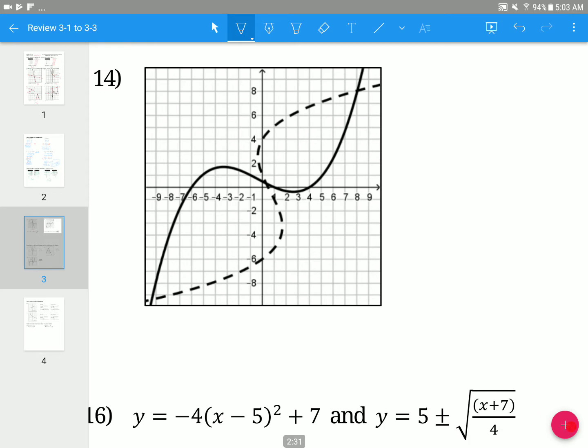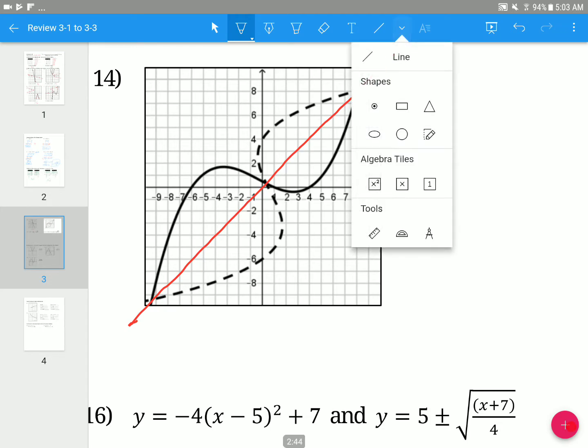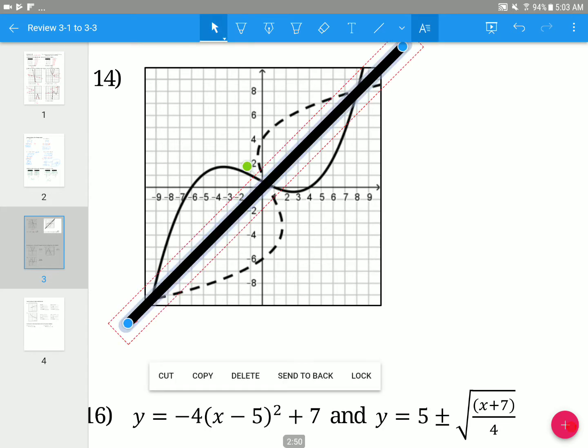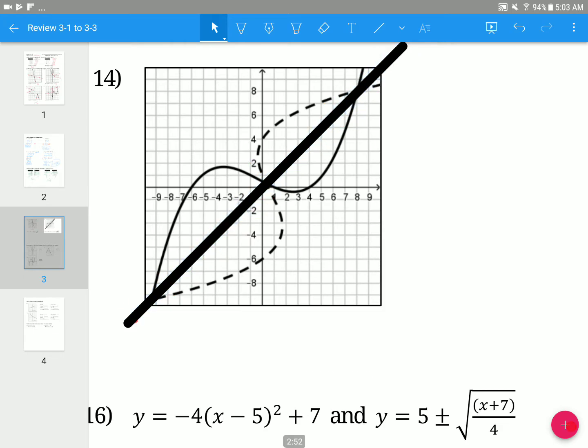Number 14, same idea. So draw your 45-degree angle. Again, use a straight edge. Mr. Hunter can't use a straight edge on his laptop, or at least hasn't figured out how to yet. Ooh, I might have. Yeah, there's a straight line if I ever saw one. That's cool.